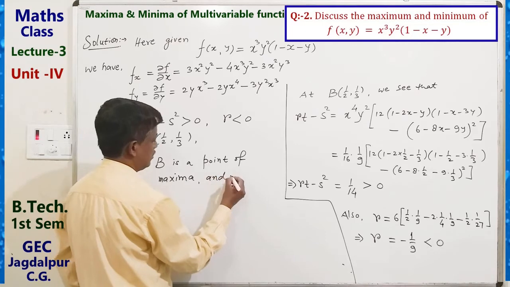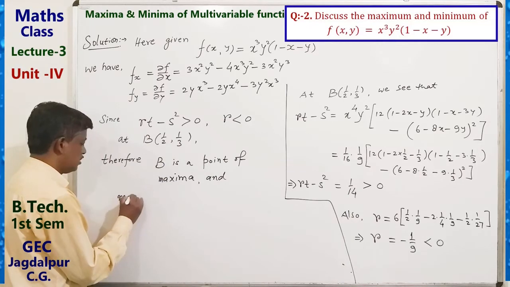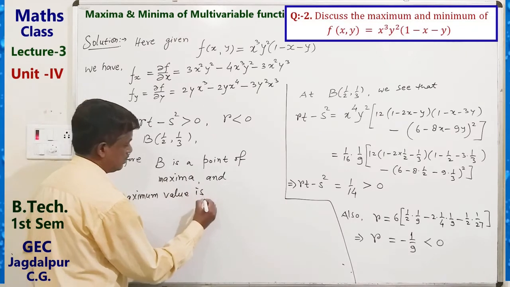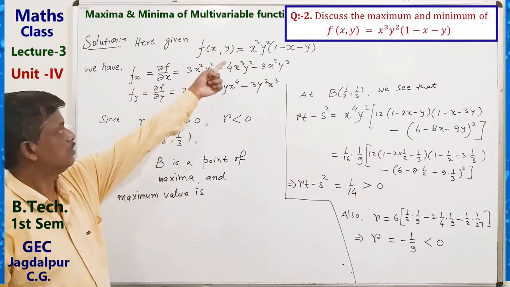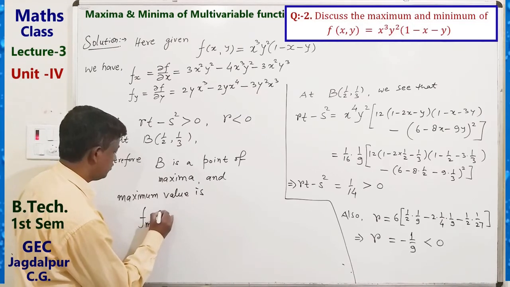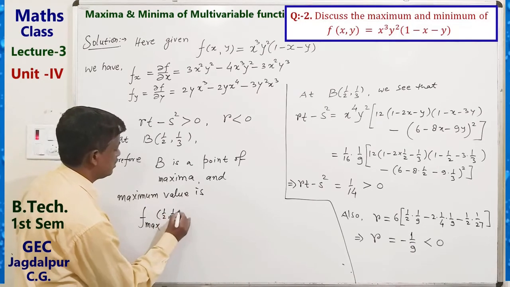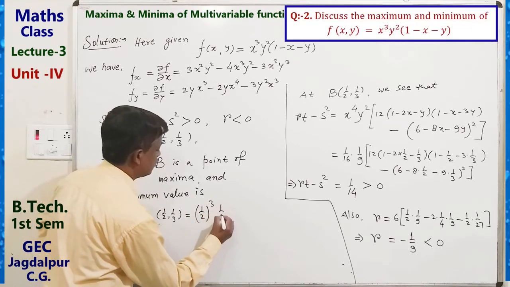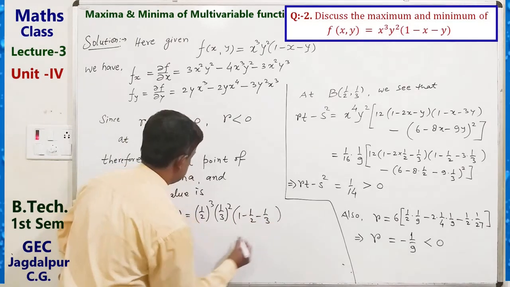And the maximum value can be found by putting 1 by 2, 1 by 3 in the equation. F maximum at 1 by 2, 1 by 3 equals to 1 by 2 cube, 1 by 3 square. This is equals to what?